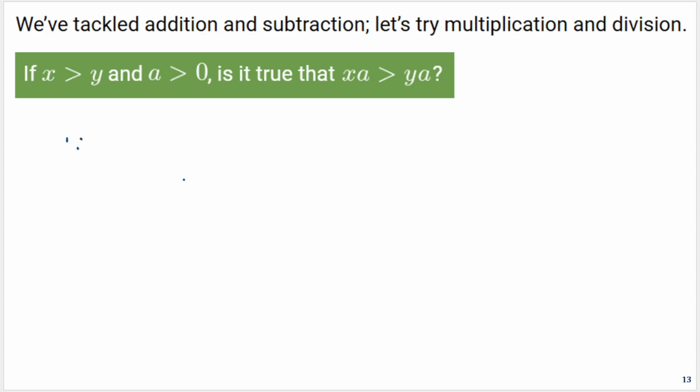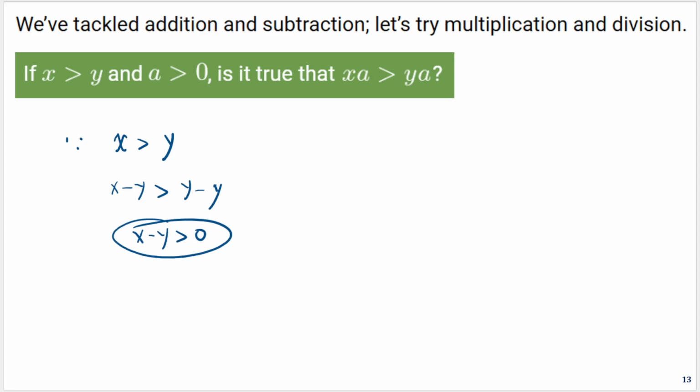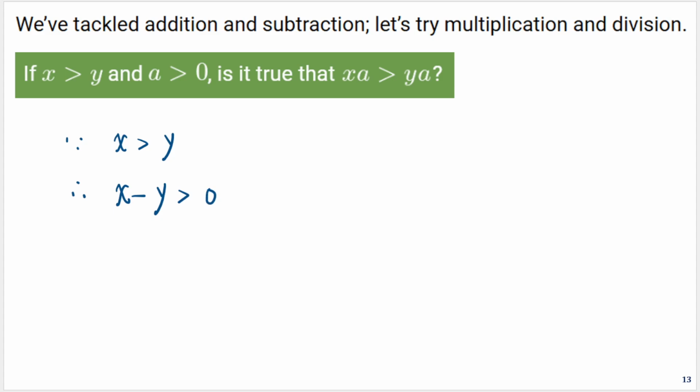So we know that because x is greater than y, we can simply subtract y from both sides, right? That means x minus y is greater than 0, right? So because x is greater than y, if we subtract y or add negative y to both sides of the inequality, then we'll get x minus y is greater than 0. You can also consider this as if you move any term to the other side, then you should put a negative symbol in front of that, right?